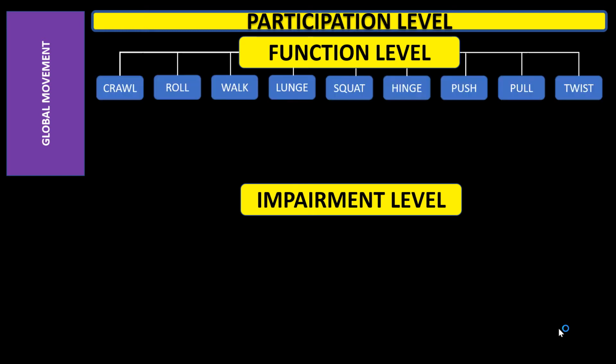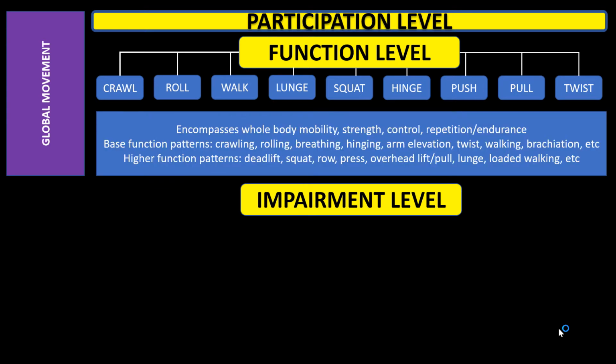So here are some examples of functional level tasks that would relate to different function or participation level tasks, but would be the specific body movements and the potential for having impairments addressed in any of these individual patterns. These would be the common patterns that we would look to address, and certainly there are others, but these would be probably the most common ones. So this would encompass whole body mobility, strength, control, repetition, and endurance of these patterns.